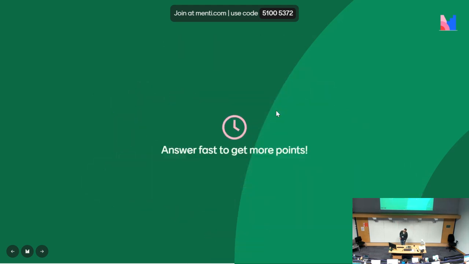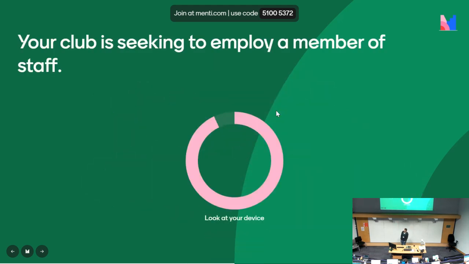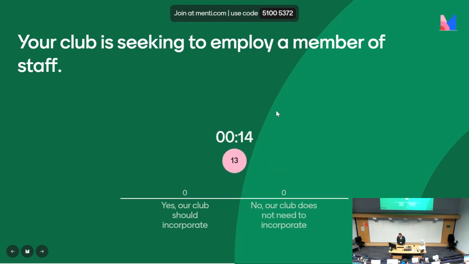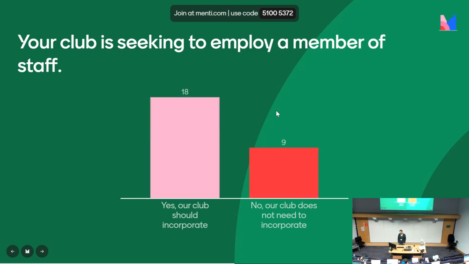Question 3. Your club is seeking to employ a member of staff. Do you think you'd need to incorporate, or you could stay unincorporated? Yeah, we're probably going to want to incorporate here.